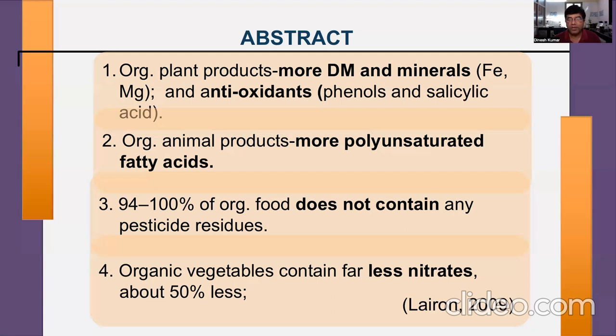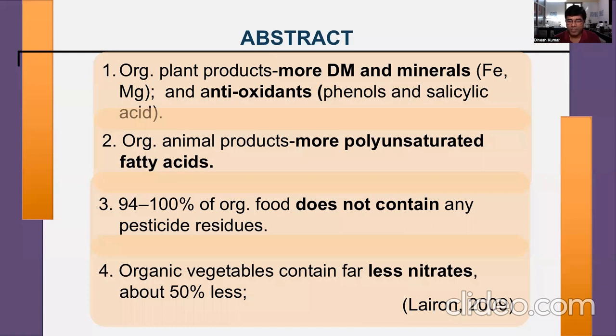94% to 100% of organic food does not contain any pesticide residues. Means there is no pesticide residue or heavy metals in organic product. But still, you see, up to 6% of the organic product may contain pesticide residue and heavy metals, etc. So you can see that relatively, compared to conventional products, organic products are safer. So you can see here that there is about 6% chance that organic products may contain pesticide residue. So where from these pesticides will come? In organic products, it is likely to have about 6% products may have pesticide residue.